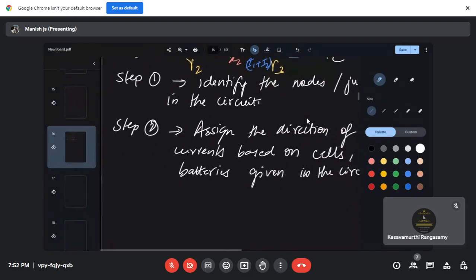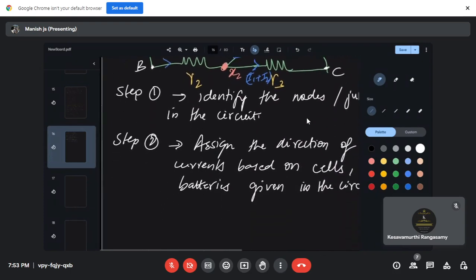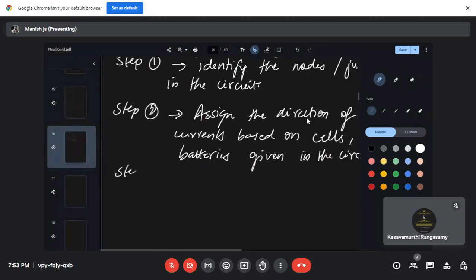Next, sir, step 3. Yes. Sir, what is the current through R5, sir? Is that also I2, sir? Yeah, that is also I2. That is I2 only, because you have V2, so obviously that is going to be I2. So step 1 is done. Step 2 is also done. Step 3, next step. What will you do?